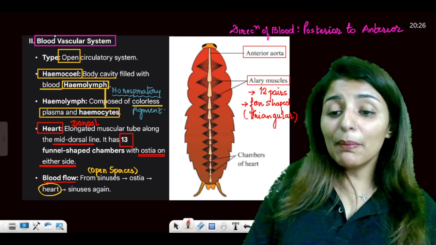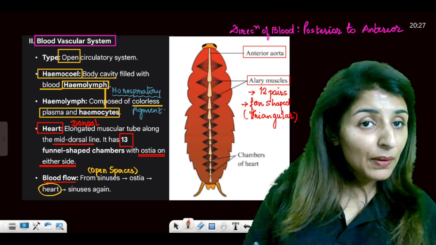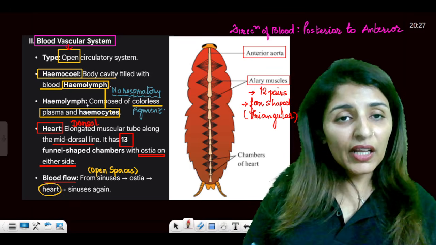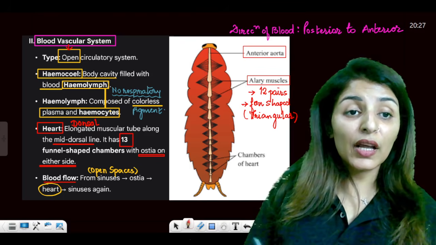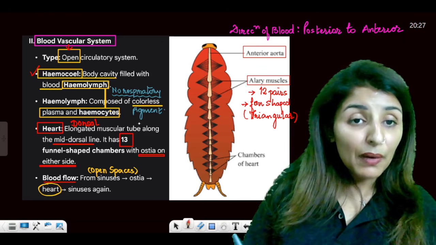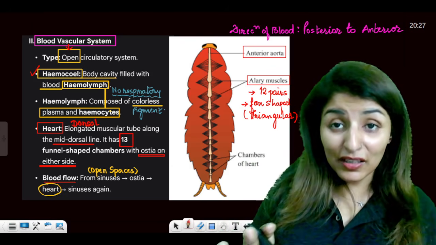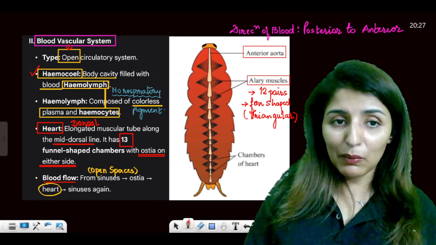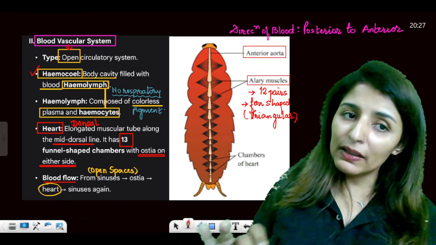Then, talking about the blood vascular system. The blood vascular system is open because there are no capillaries. The whole body is filled with blood. So, the body cavity is known as hemocoel since it is filled with blood. Now, the blood is not red in color. It is whitish. There is no respiratory pigment. Now, this white colored blood of cockroach is known as hemolymph, right?